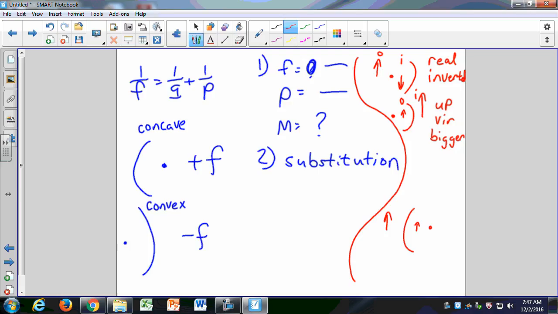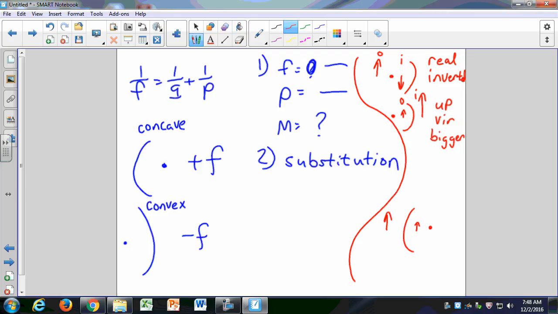I'm never going to give you signs, however, for these problems. I'll describe the image and I'll describe the mirror. Sometimes I may or may not tell you what type of mirror it is, but I'll tell you what type of image it forms, and then you'll have to figure that out. So, for example, if I told you that a mirror produces an upright, smaller image, you would know that it has to be a convex mirror.